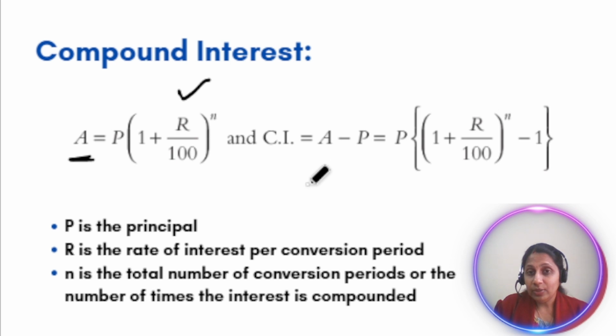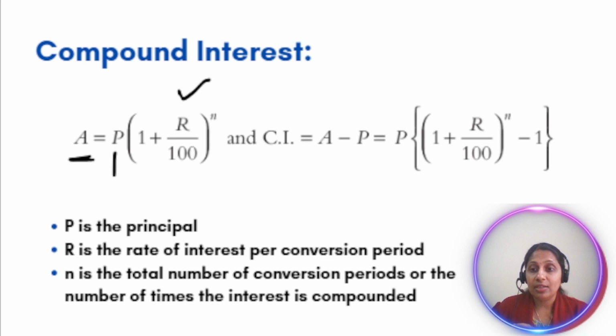I hope you are clear with it. Here we are calculating the amount using the formula. So here P is nothing but your principal, as it is. R is your rate of interest per conversion period. What is this conversion period? It's the number of conversions happening, or the number of times the interest is compounded. In simple interest, we simply call it time, whereas here we call it conversion period.